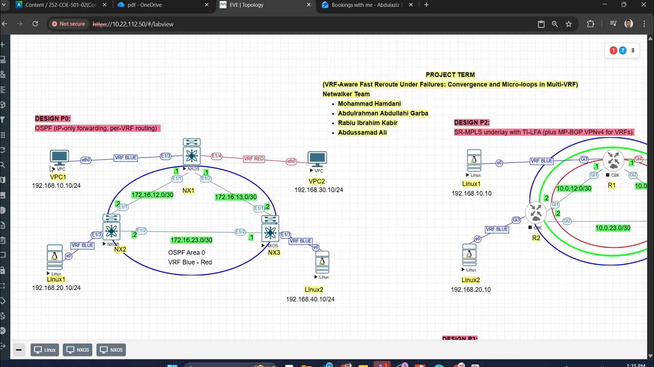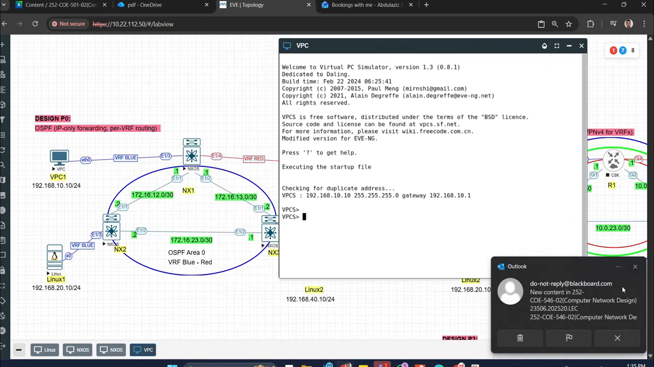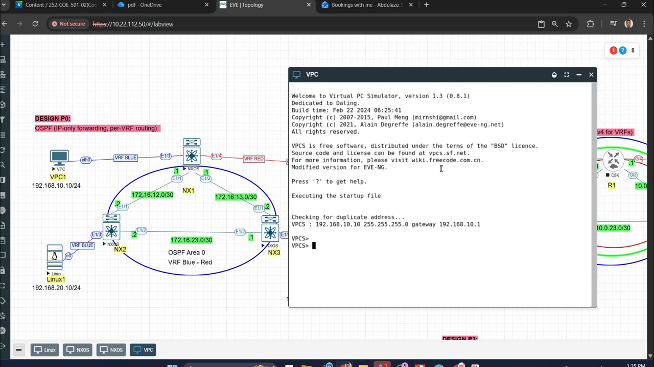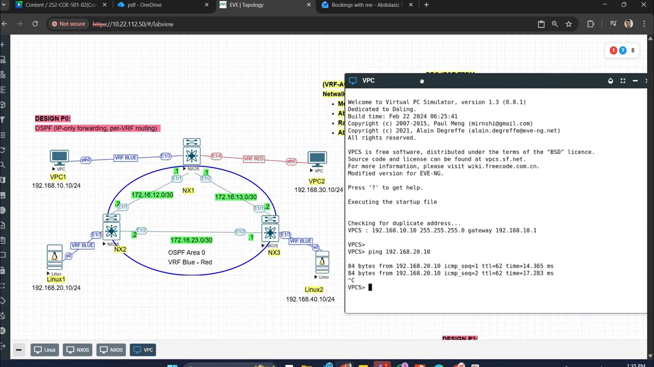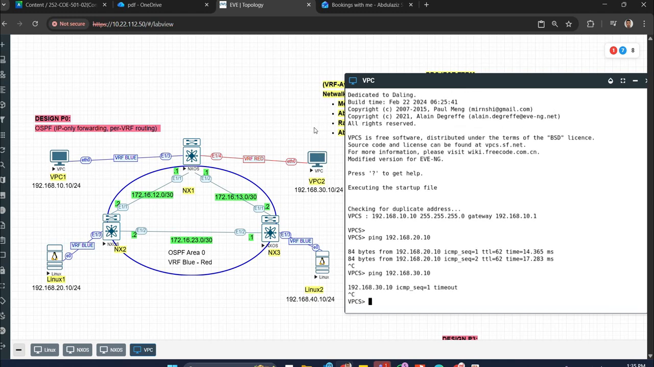Okay, I will show you how the communication is not conflicting. Let's say we are on VPC2. I would like to ping another host in VRF blue, 192.168.20.10. It replies, right? Because it's the same VRF. But what if we go to a different VRF, ping 192.168.30.10? It times out. So VRF isolation is confirmed, and we will go to the measurement.